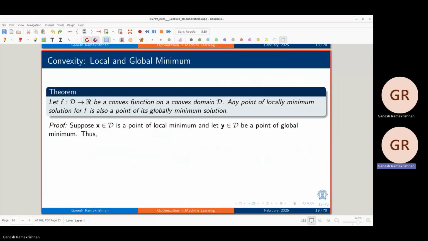Suppose f of x is greater than f of y. Then what would I do? X is a point of local minimum. It's like this, right? This is x here, this is y, f of x is greater than f of y. Obviously, you laugh at this because it's not a convex function. We are struggling to find an example. But let's say, for argument's sake, f of x was greater than f of y. Then what will I do?